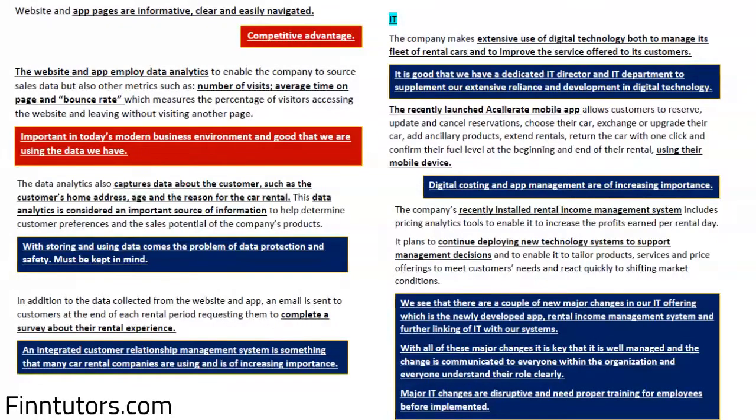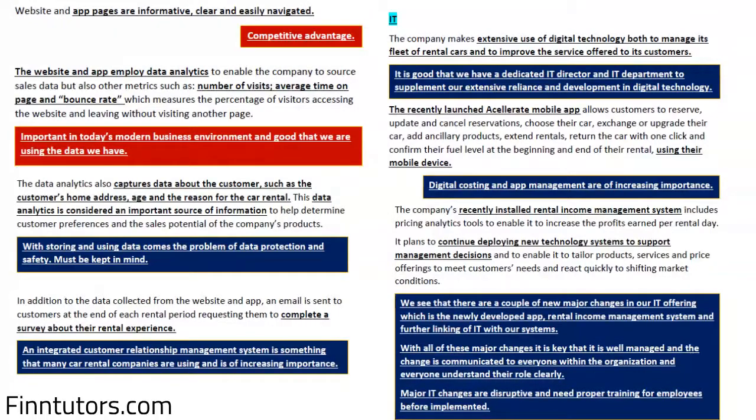So important in today's modern business environment, and good that we are at least using this data. The data analytics also captures data about customers such as home address, age, reason for car rental, and this is considered an important source of information to help determine customer preferences. With storing and using data comes the problem of data protection, which we must keep in mind.